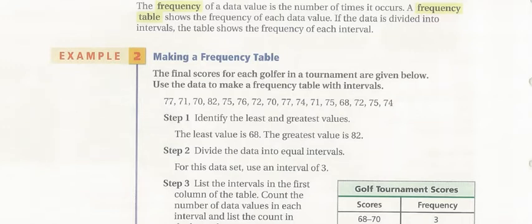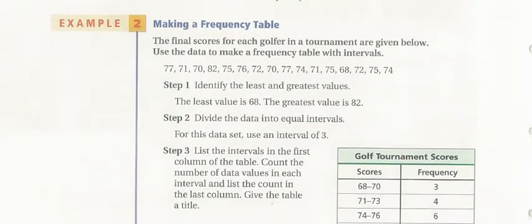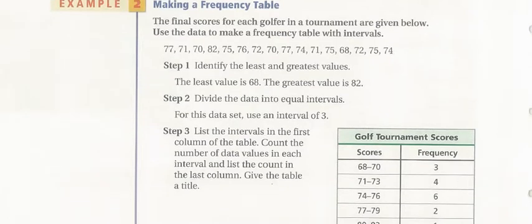Making a frequency table: the final scores of each golfer in a tournament are given below. Use the data to make a frequency table with intervals. What do I have to do in the first step? First step, you have to find the smallest number. So take a quick look at the numbers I have. Which is the smallest one? It's 68. And what number is the greatest one? It's 82. So first step, you have to identify the least and the greatest value you have. Then it's from 68 to 82.